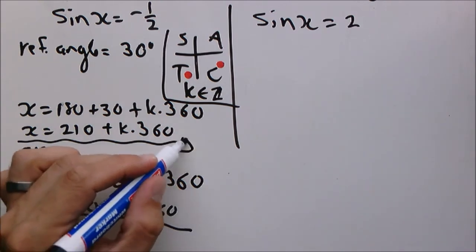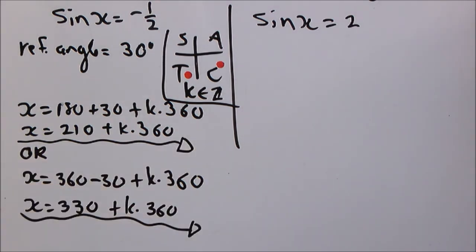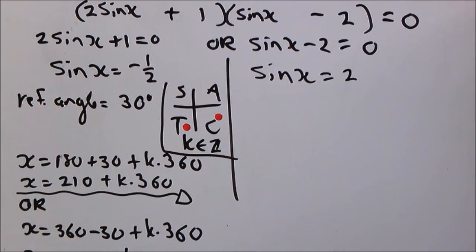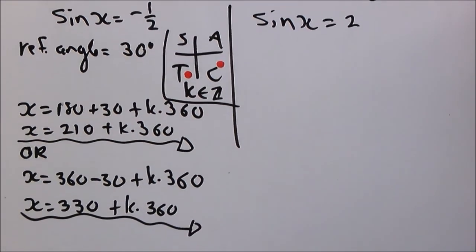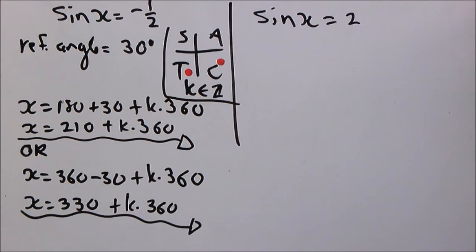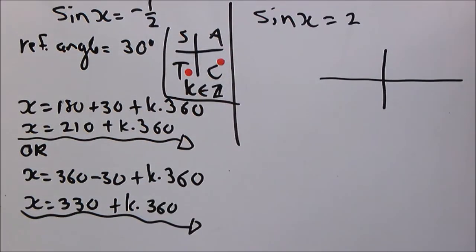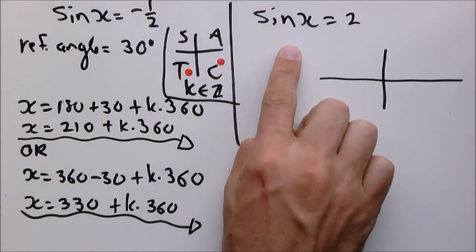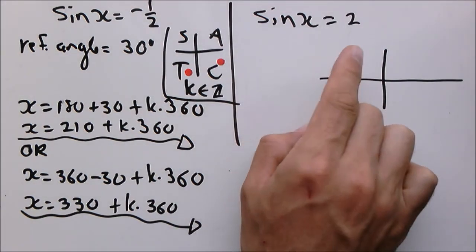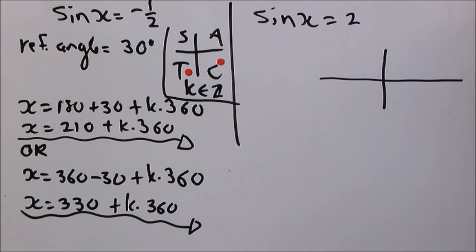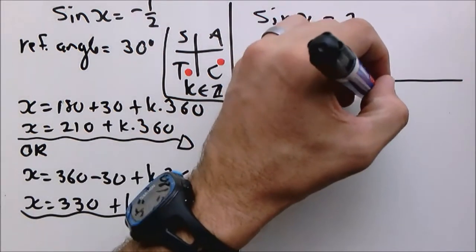Let's see what happens on the other side. We have a sine x equals 2. So before we go on, I want to show you something on the sine graph before this gets confusing. Because if you're just going to work with a calculator and say second function sine of 2, you'll get an error. And this is why.